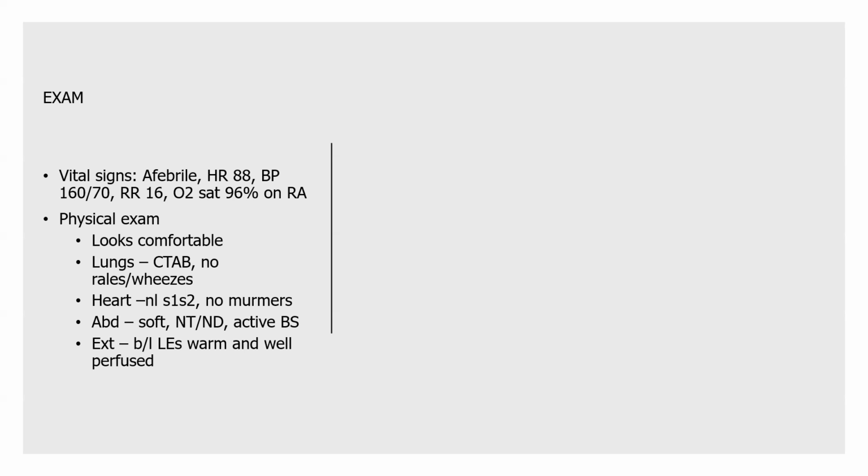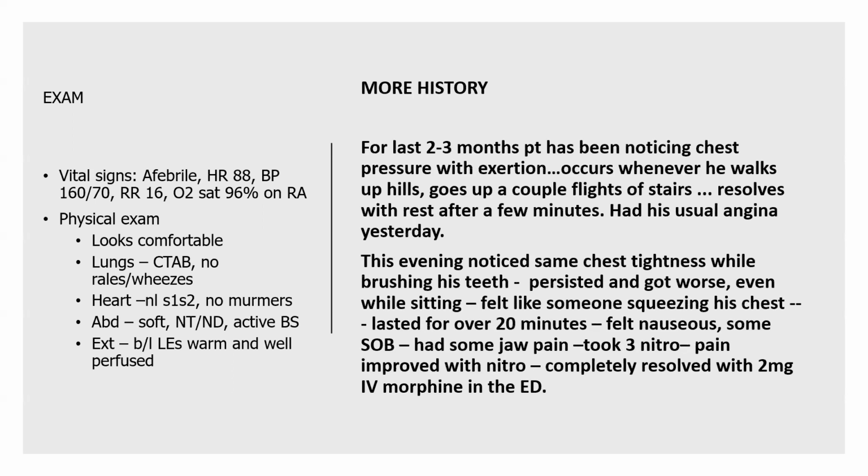That's super important. If you just tell me chest pain, that doesn't tell me. I mean, I hate to say it, sometimes ER just goes, he's having chest pain. Okay, that don't tell me much. So give me a history, right? So for the last 2 or 3 months, he's been noticing chest pain with exertion. Every time he walks up those hills, goes up a couple flights of stairs, it resolves within a few minutes. That sounds like angina, right? It's predictable, he gets it every time.